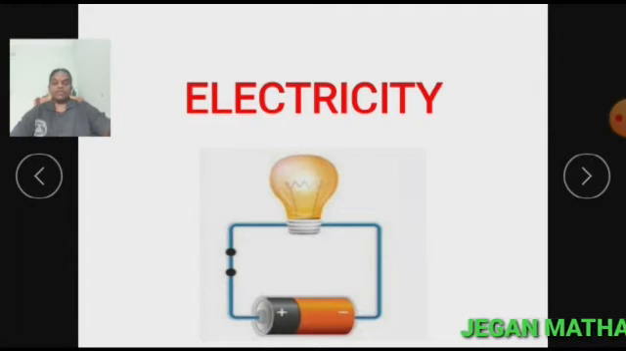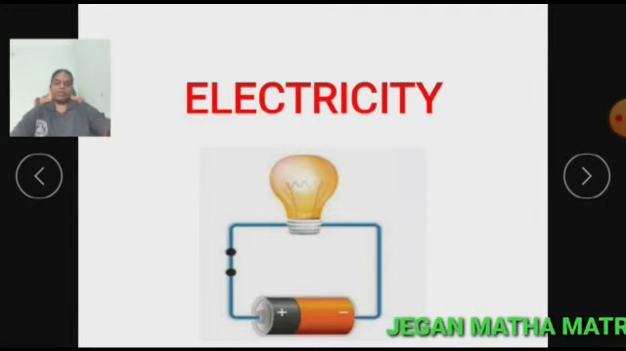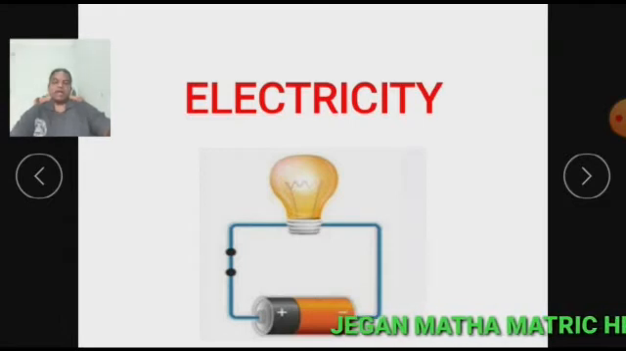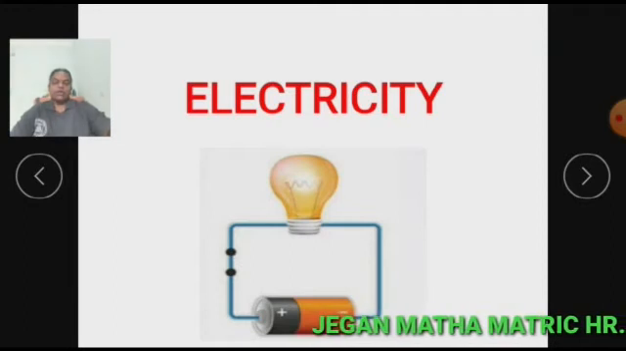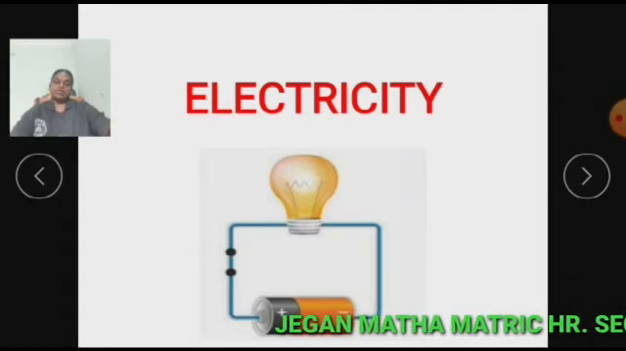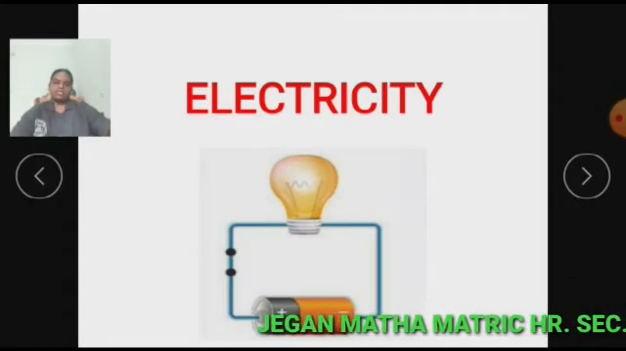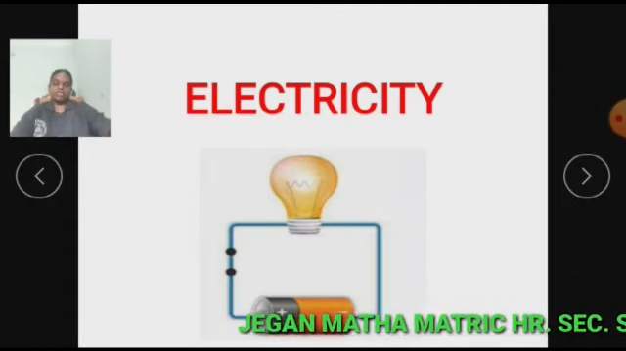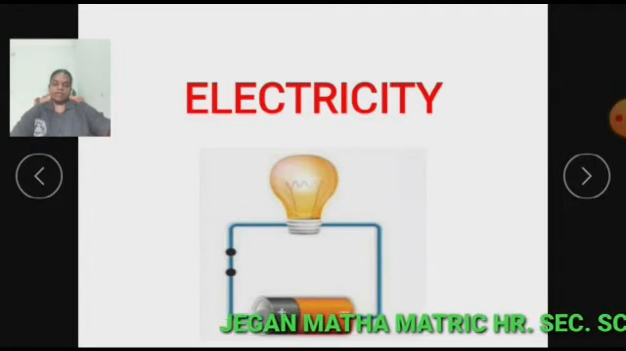Electricity deals with the flow of electric charges through a conductor. As a common term, it refers to a form of energy. The usage of electric current in our day-to-day life is very important and necessary. You are already aware of the fact that it is used in houses, educational institutions, hospitals, industries, etc.